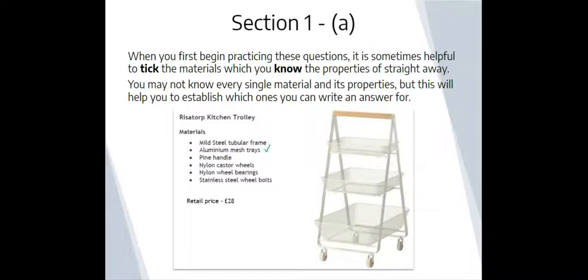So, for example, for the Risotorp kitchen trolley, off the top of my head, I know the properties of the aluminium mesh trays, the pine handle, the nylon caster wheels and wheel bearings, and the stainless steel wheel bolts. So already I've got 4 at least materials that I know I can write an answer for this one trolley. For the other trolley, you will be able to write about some of the materials and the properties of that one as well.